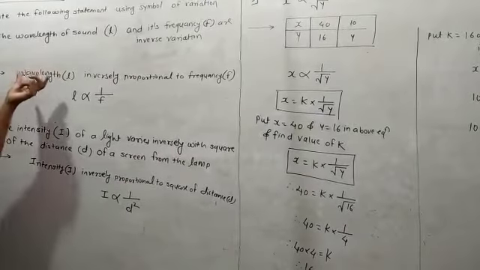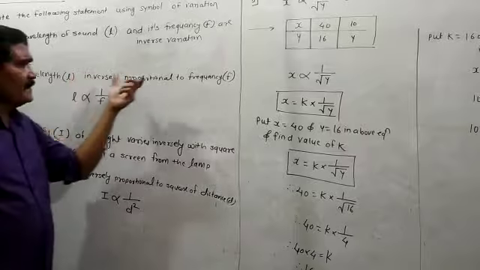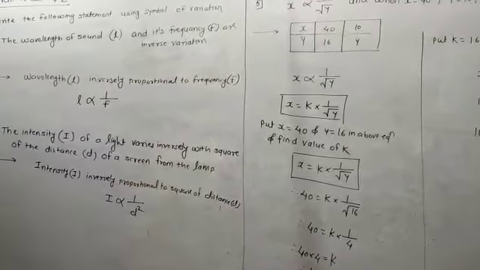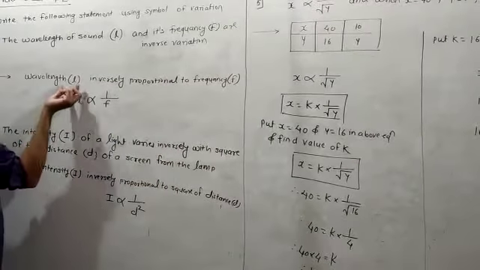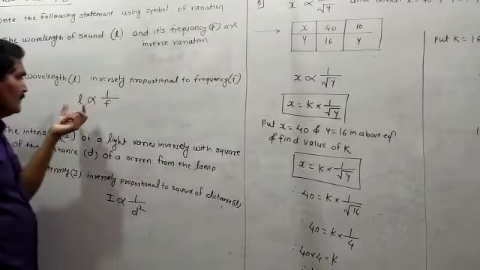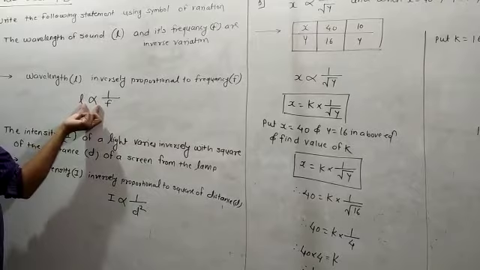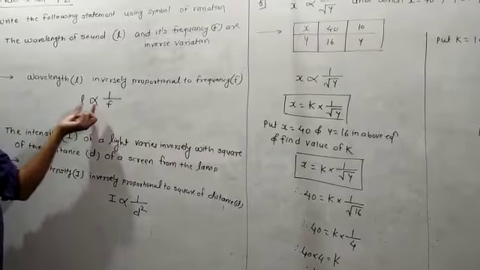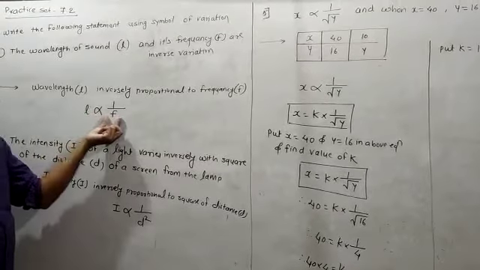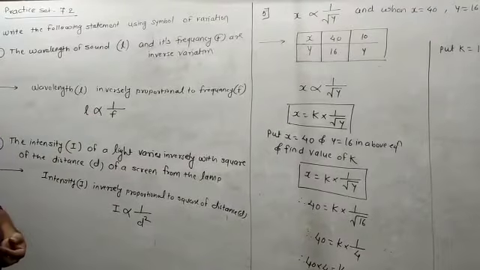At that time you have to say that wavelength is inversely proportional to the frequency. So I will say that L is inversely proportional to F, meaning this is the proportionality sign. So you have to say that L is inversely proportional to frequency.